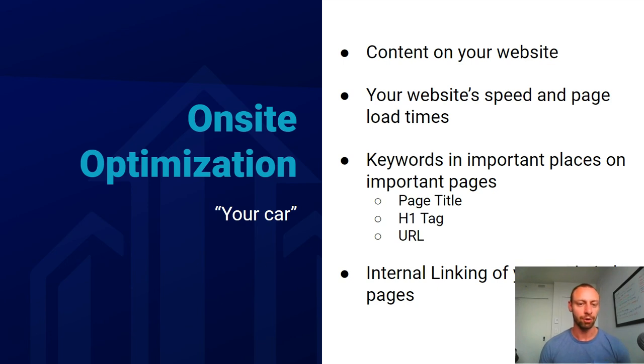Then another component of on-site optimization is the actual internal linking of your website's pages. The only way for Google's bots to actually crawl through your website and discover all the pages is if they're linked to from other pages on your website. So it's very important that you send internal links throughout your website so that Google can see all the pages that you actually have on your site.